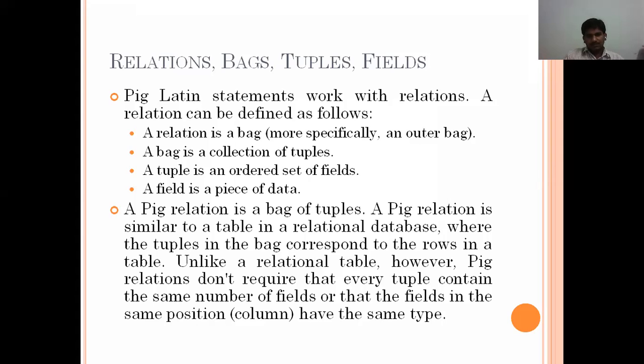A Pig relation is a bag of tuples. A Pig relation is similar to a table in an RDBMS, where the tuples in the bag correspond to the rows in the table. Unlike a relational table, however, a Pig relation does not require that every tuple contain the same number of fields or fields in the same position or columns. If you remember the data model, it may have different columns also. We don't have any proper column identification. Only here we have row identification.